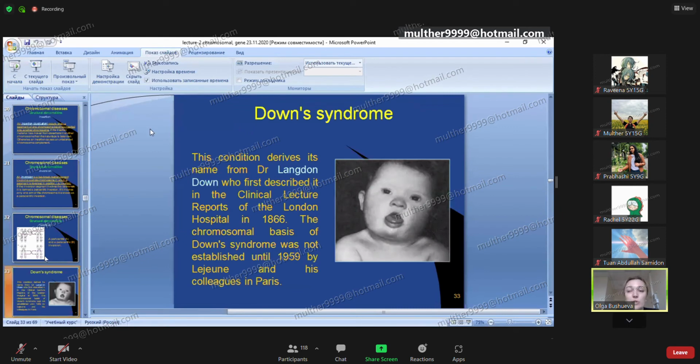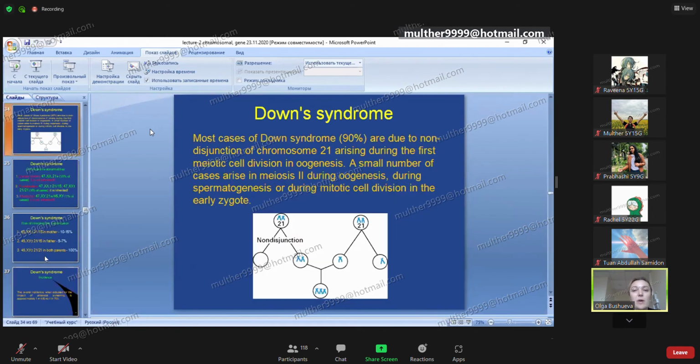Characteristics of chromosomal syndromes. Down syndrome is a condition that derives its name from Down, who was the first to describe this syndrome in the clinical lecture reports of the London Hospital in 1866. The chromosomal basis of Down syndrome was not established until 1959. Later, in Paris, it was described.